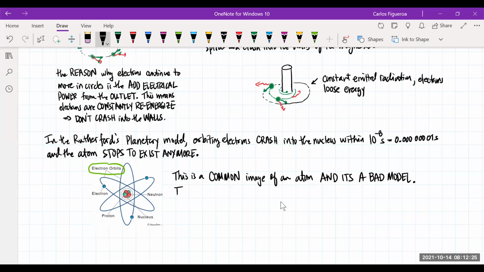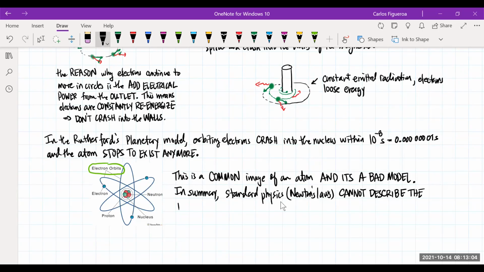So what we find here, in summary, is that standard physics, and believe it or not, in this case it's actually Newton's laws, cannot describe the behavior of an atom.